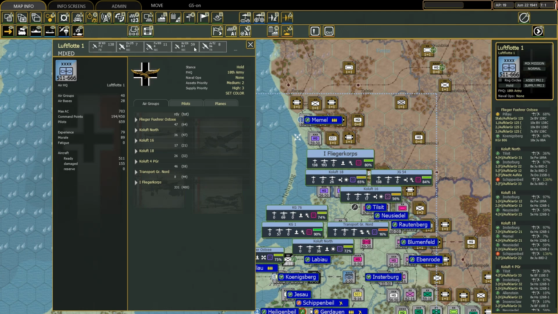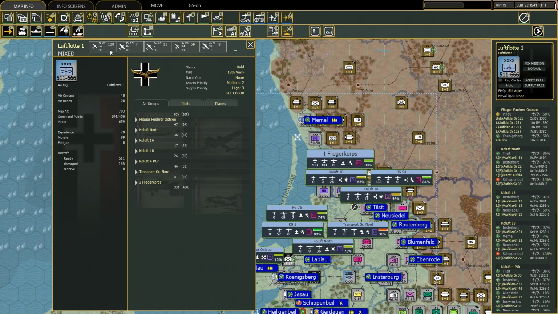The top bar could be of interest for you guys. It gives you some ideas of which aircrafts are, let's say, under the lead of Luftflotte 1. First of all, you see here mixed. Mixed indicates that under Luftflotte 1 there are different types of aircrafts, and you can see them depicted here.